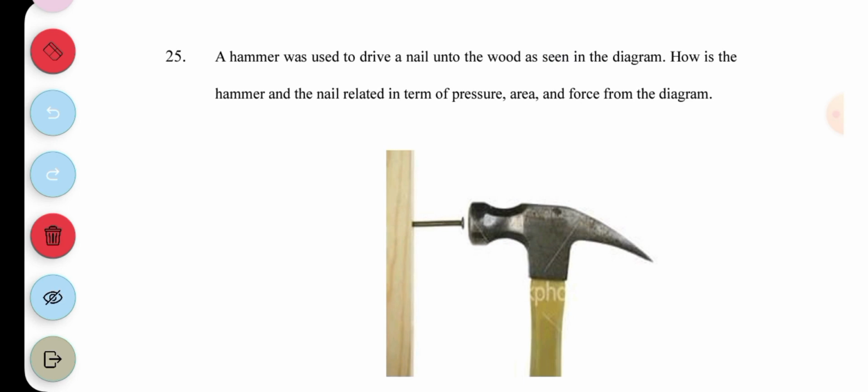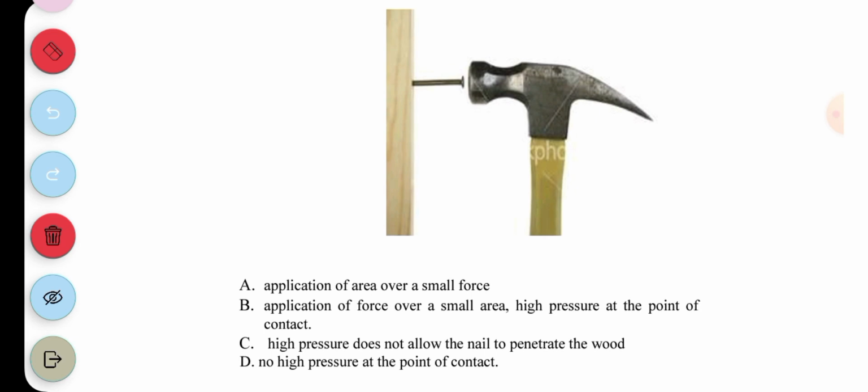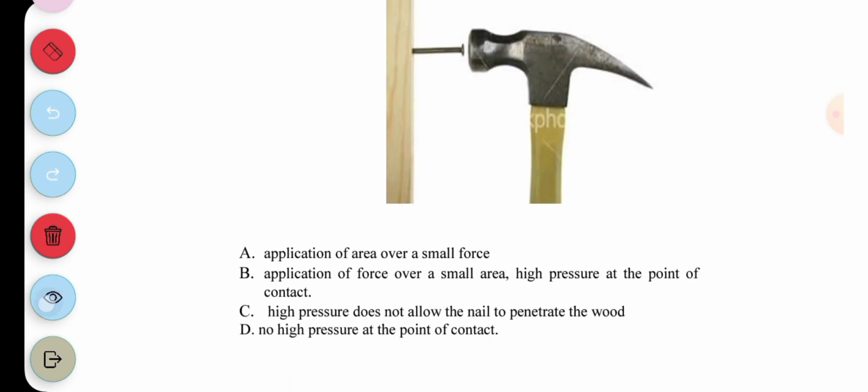25. A hammer was used to drive a nail into the wood as seen in the diagram. How were the hammer and nail related in terms of pressure, area, and force from the diagram? A. The application of area over a small surface. B. The application of force over a small area. High pressure at the point of contact. C. High pressure does not allow the nail to penetrate the wood. D. No pressure at the point of contact. And the answer to question 25 is B. Application of force over a small area. High pressure at the point of contact.